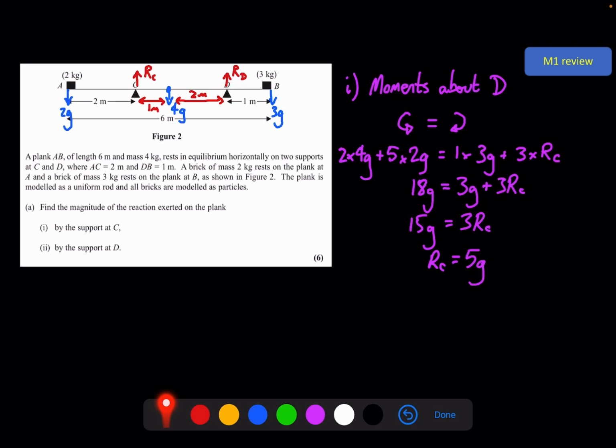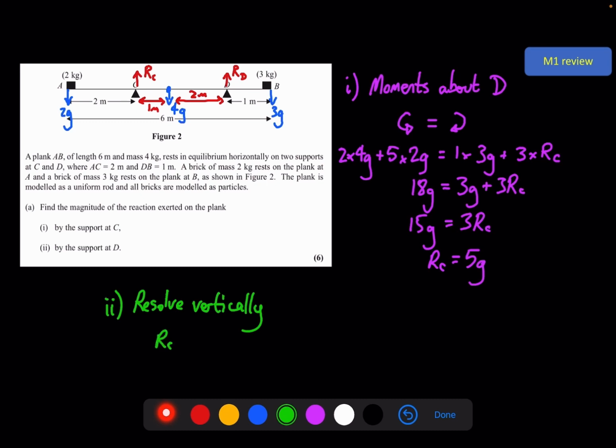Now that I know the reaction force at C, RD is quite easy because as well as being in equilibrium in terms of its moments, its turning, it's also in equilibrium in terms of it not moving up or down. So if I resolve vertically, the combined weight here, here, and here must equal the combined reaction forces here and here. So part 2 here is actually a little bit easier. We can resolve vertically.